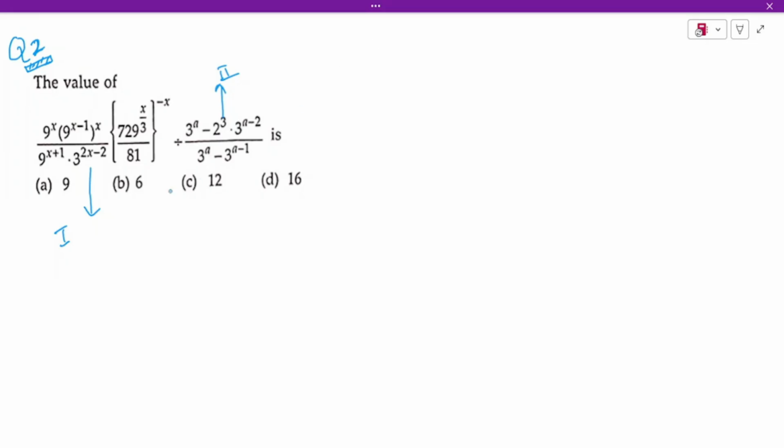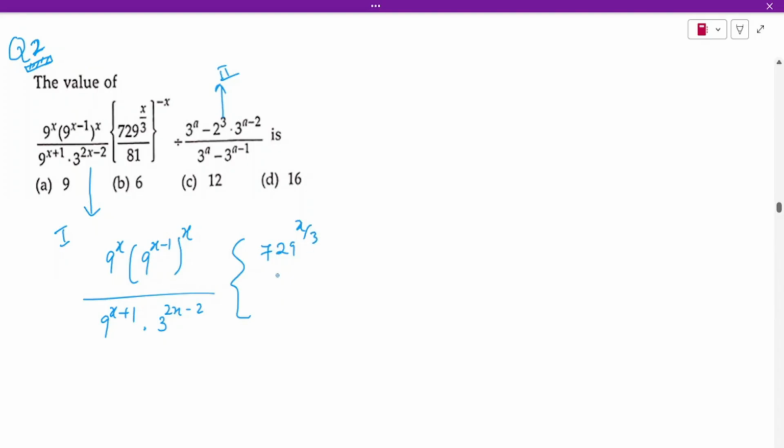So here we are given 9 to power of x times 9 to power x minus 1, bracket close, to the power x, divided by 9 to power x plus 1 times 3 to power of 2x minus 2, and there is a multiplication of this 729 to the power x by 3, and in the base we have 81 and the whole power is negative x.